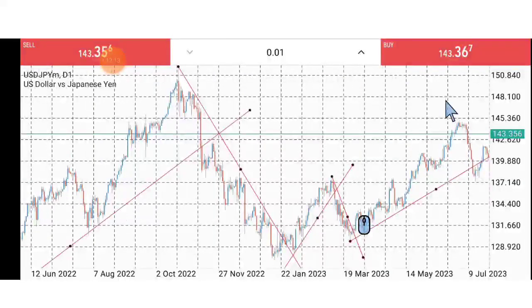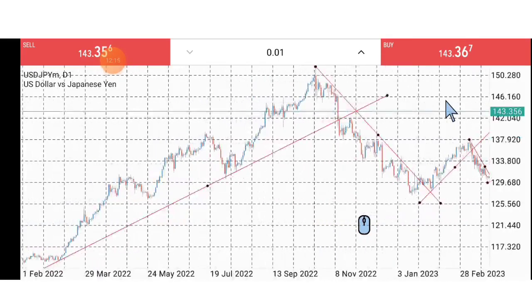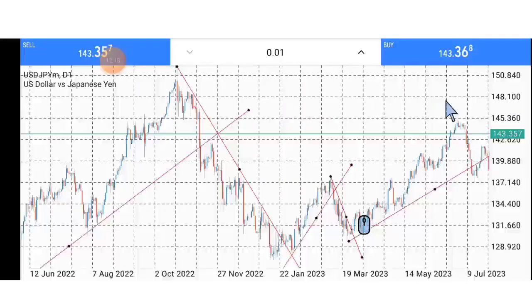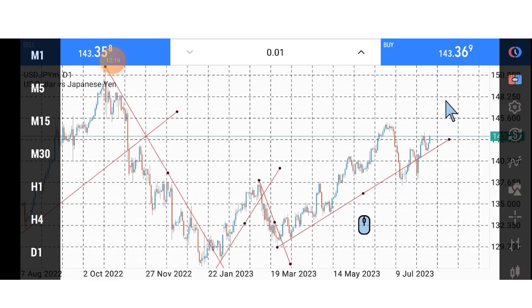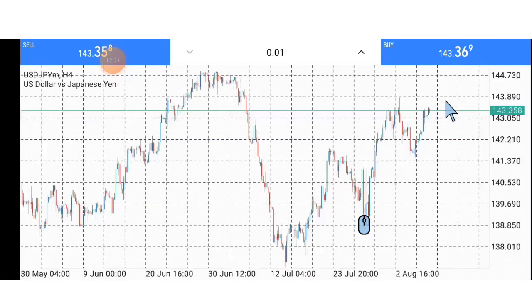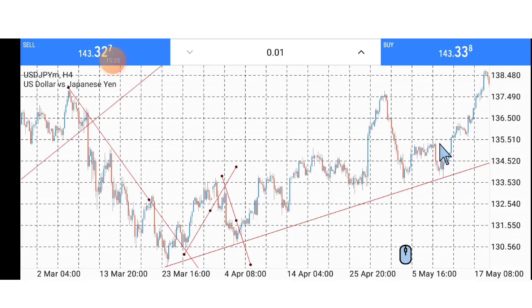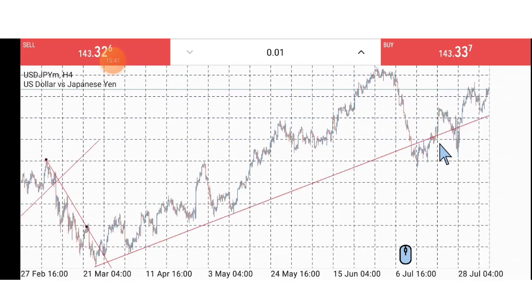Okay, so this is how you can plot your trend lines. So we can also go to the 4 hours to see better. So this is how you can use your trend line as a support line or as a resistance line on your chart.